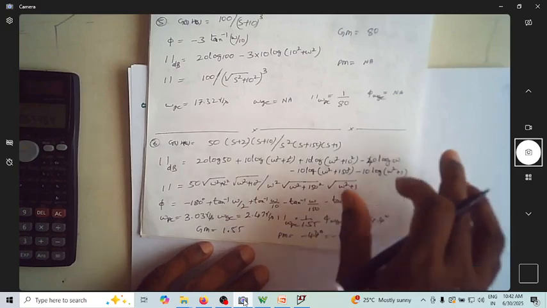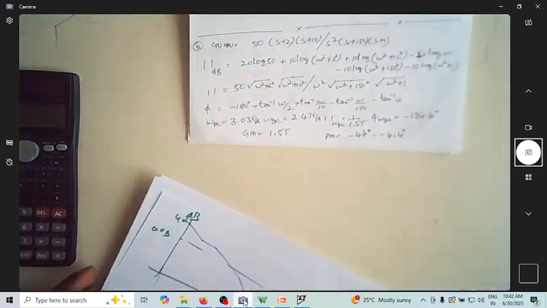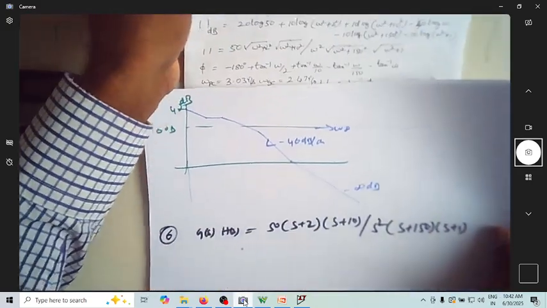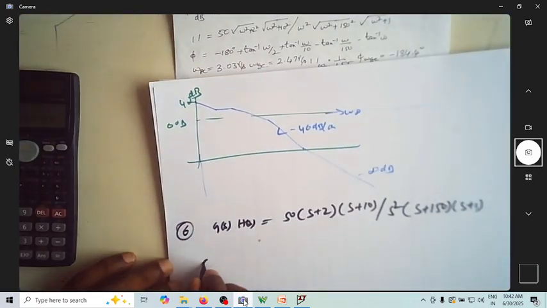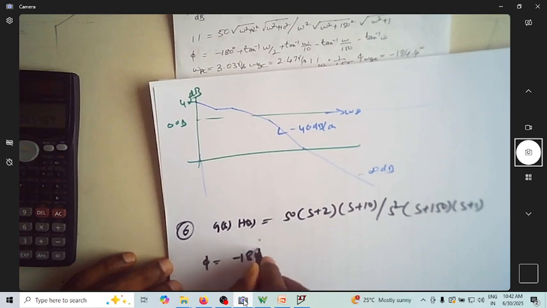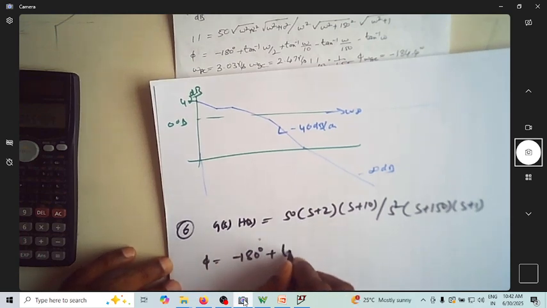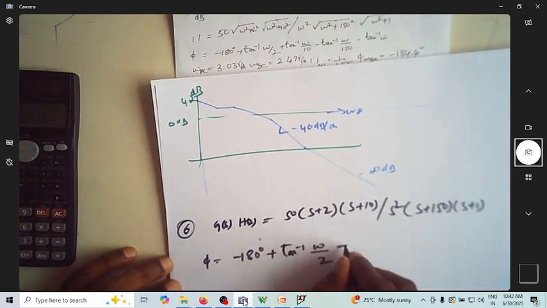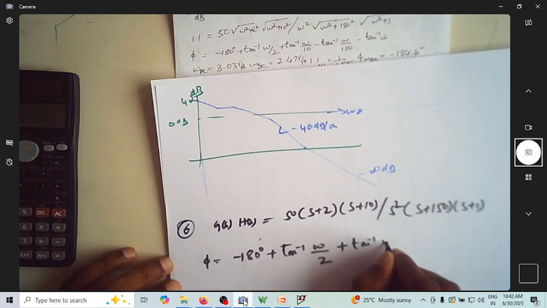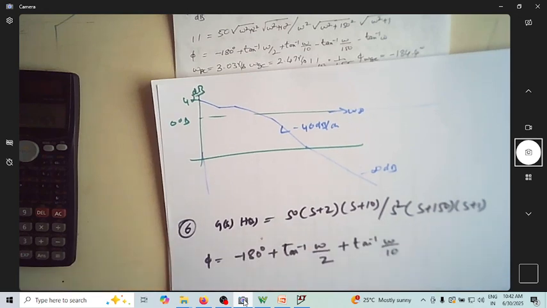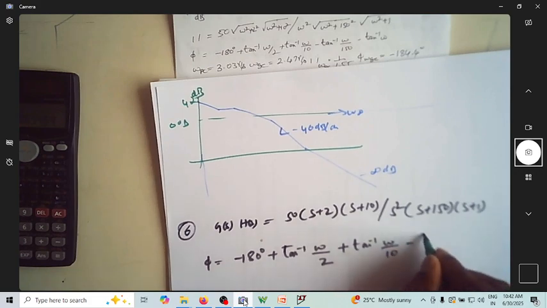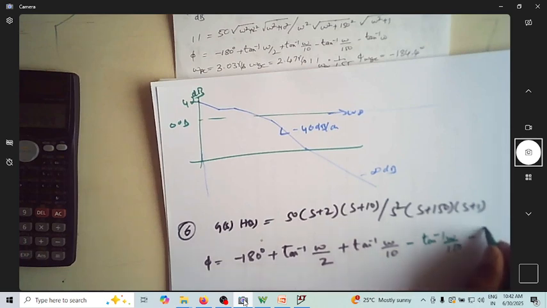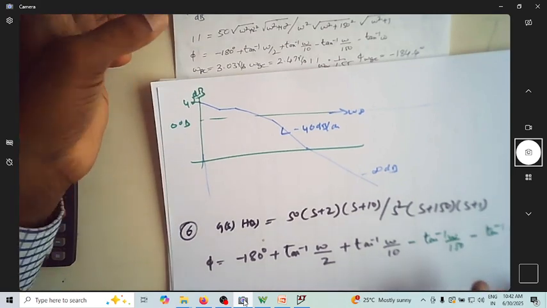What is interesting here, let me make you aware of this. The phase is equal to minus 180 degree plus tan inverse of omega by 2 plus tan inverse of omega by 10, minus tan inverse of omega by 150 minus tan inverse of omega. Correct?